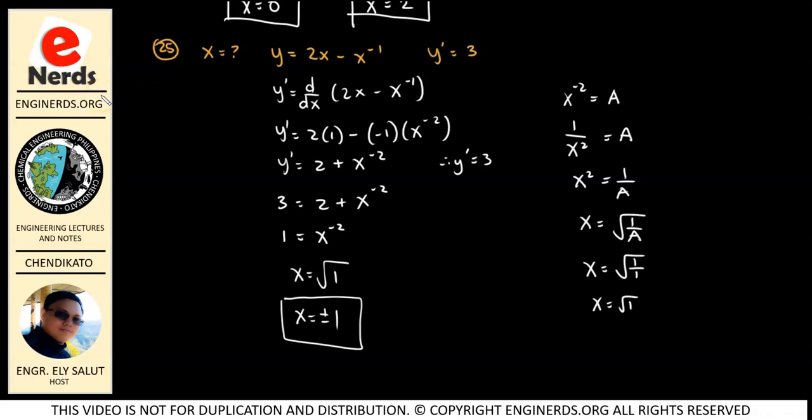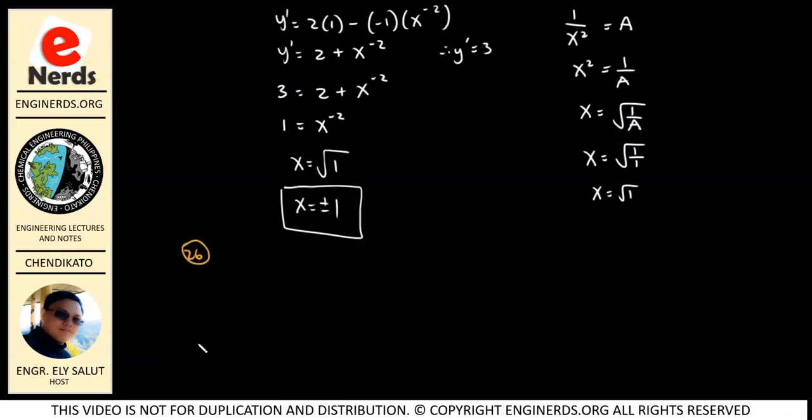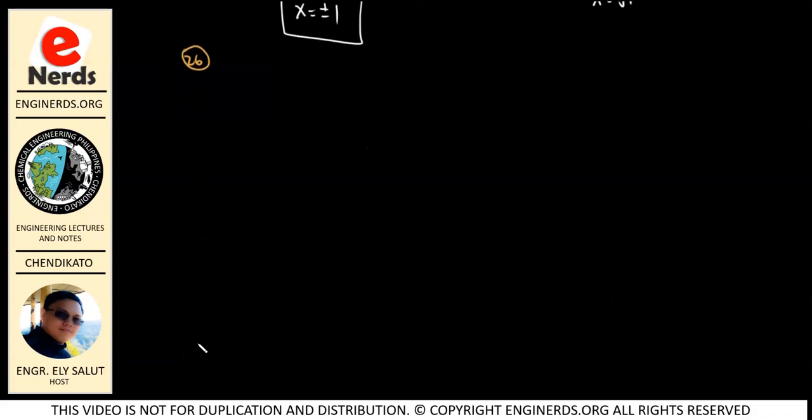Okay, so moving on, we'll go to problem number 26. Okay. Now, let me read again. Problem number 26. Now, for the function y is equal to x square root of x, find the value of x. So, x again ang hinahanap natin. For which the rate of change of y with respect to x is equal to 6. So, what do we mean by that? The rate of change of y with respect to x is equal to 6.